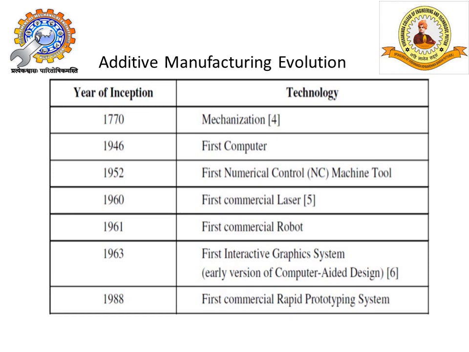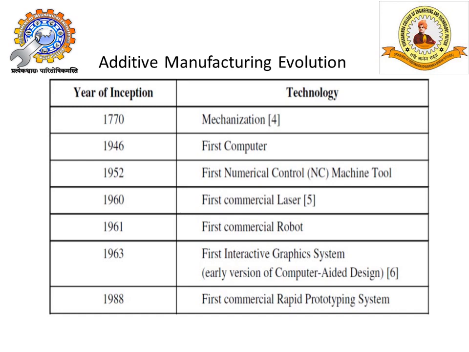Let us put a highlight on how additive manufacturing has evolved. The understanding of this evolution goes way back to 1770, where the early mechanization of manufacturing activity was seen. In 1946, the very first commercial computer was invented. In 1952, the first numerical control machine tool got into the production shop.